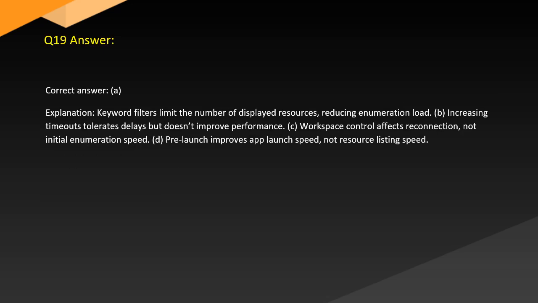Answer. Correct answer, A. Explanation. Keyword filters limit the number of displayed resources, reducing enumeration load. B. Increasing timeouts tolerates delays but doesn't improve performance. C. Workspace control affects reconnection, not initial enumeration speed. D. Pre-launch improves app launch speed, not resource listing speed.